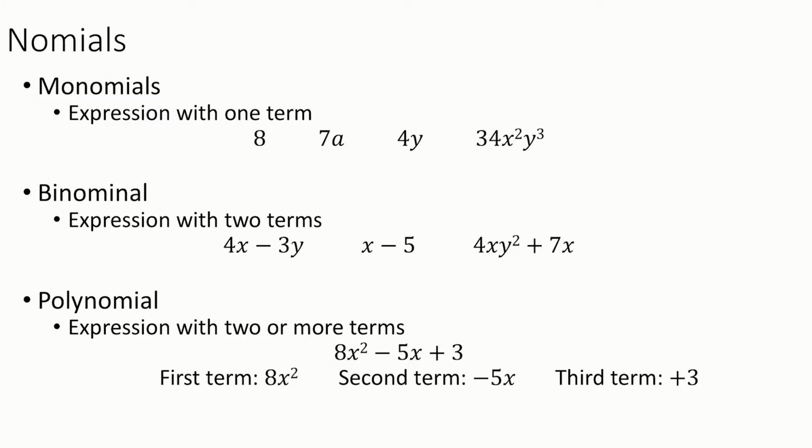For a polynomial, the word poly means many. So a polynomial means an expression with two or more terms. So you can see more than two additions or more than two subtractions or a mix of the two. So for example, you'll have 8x squared minus 5x plus 3, and you have three terms in that expression.